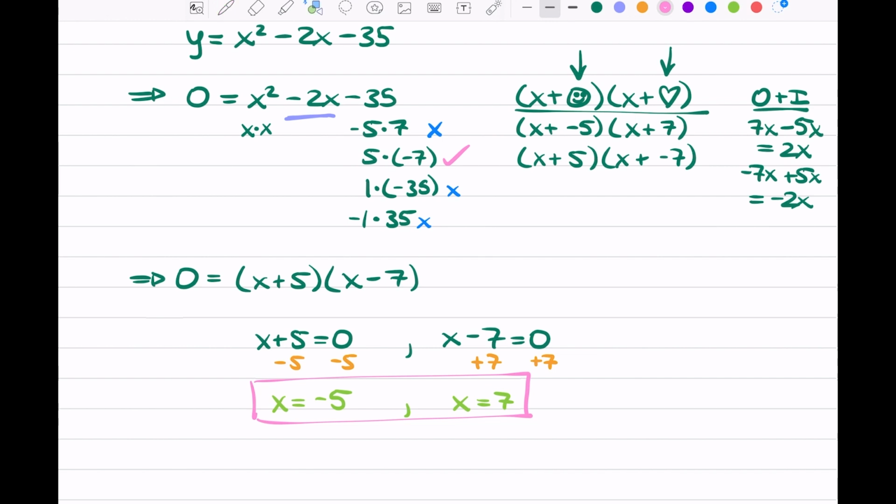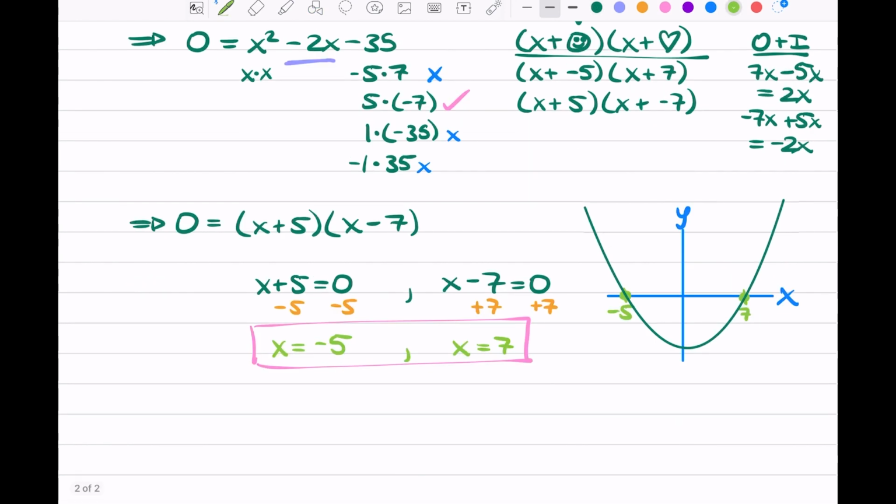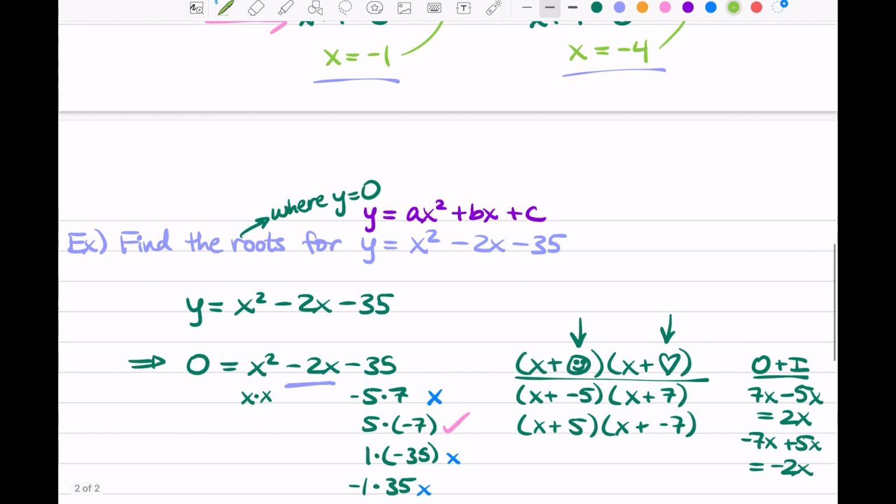So if we draw a little rough graph, let's say we have x equals negative 5 on this side and x equals 7 over here. Our parabola crosses through those points. And why does our parabola open up? Well, because our a is positive. Our a is 1. There's that implied 1.